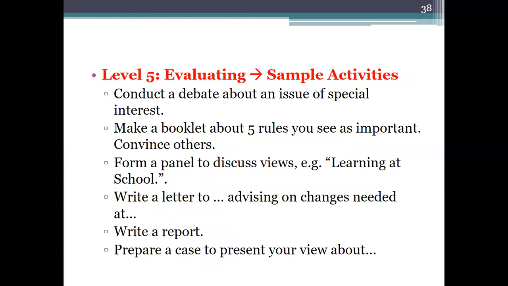Sample activities related to this level might be: conduct a debate about an issue of special interest, make a booklet about 5 rules you see as important for convincing others, form a panel to discuss views on learning at school, write a letter advising on changes needed, write a report, and prepare a case to present your view about. Again, all these activities are based on a high level of learning, and a person who is able to do this will be of a high level of education, or we can say that he will have a lot of experience with such concepts and phenomena.